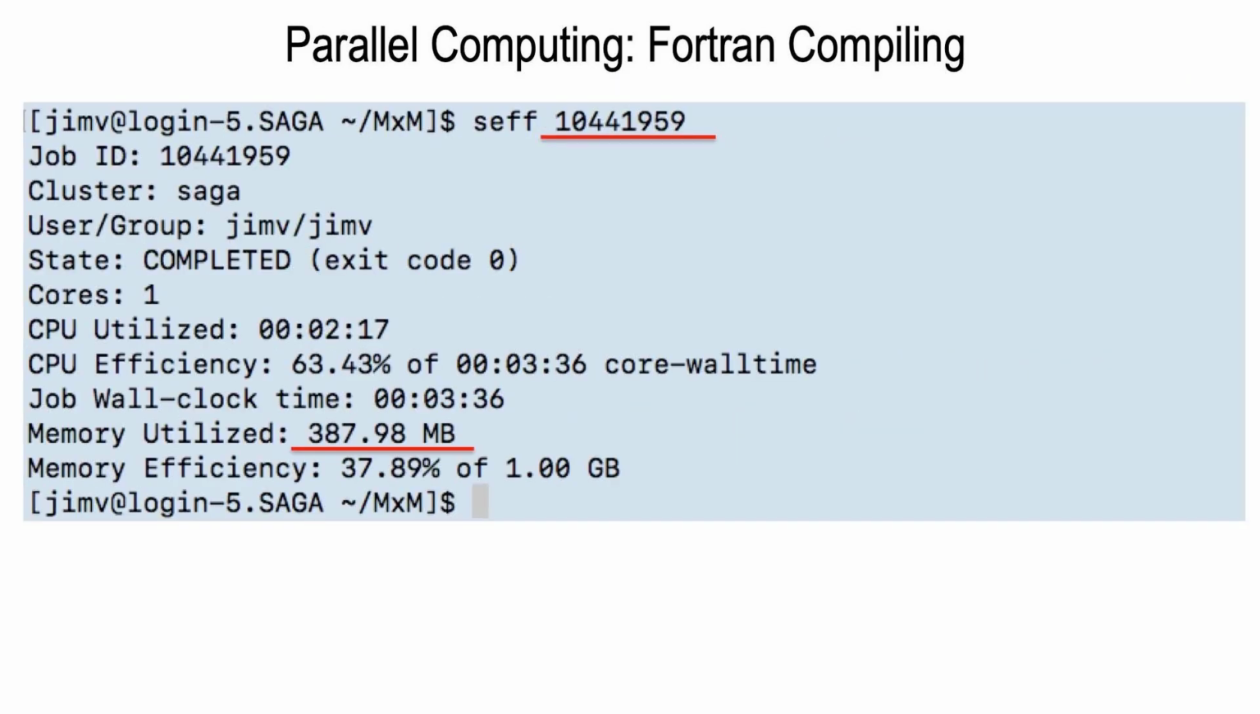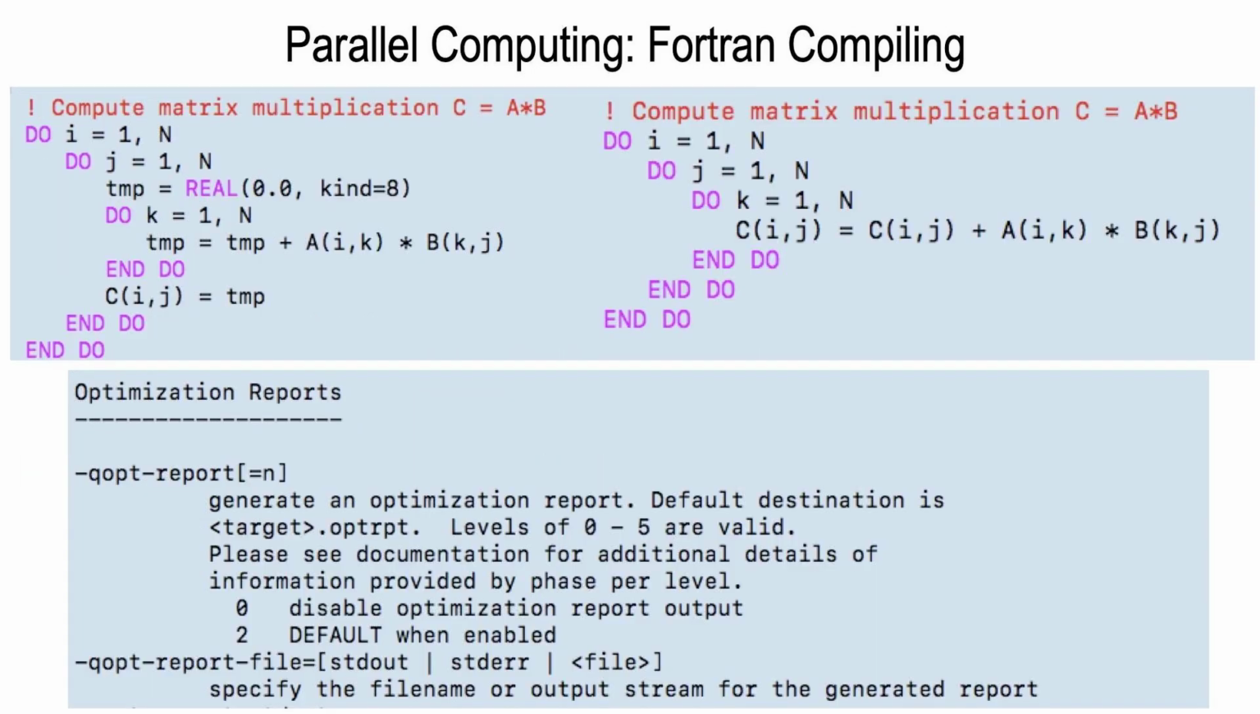We can also utilize the Linux command seff followed by the job number. This command reveals that the memory usage was approximately 388 megabytes, indicating that we only utilized about 40% of the requested memory, as we initially requested 1 gigabyte. In summary, the recent cumulative summation method proved more efficient than our initial TMP variable approach.